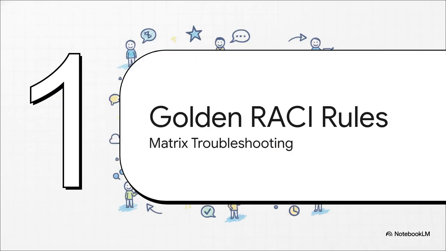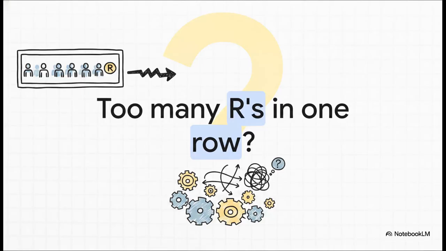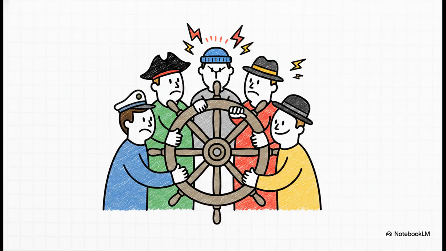Section 3. The Golden RACI Rules. Okay, so once your matrix is actually built, you don't just file it away. You use it as a diagnostic tool. Let's look at a scenario. Say you scan horizontally across a single task row and you notice 4 or 5 or maybe even 6 people marked as R, responsible. What does that horizontal imbalance actually mean for your project's day-to-day reality? Take a second to really think about what that looks like in practice. Yep, it means you have way too many captains on one ship.